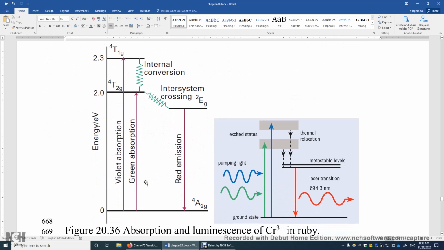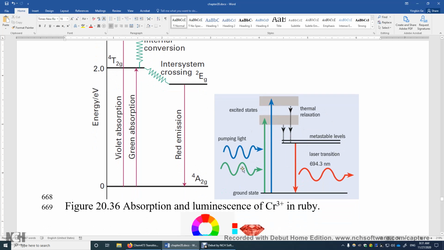In summary, ruby absorbs violet light and green light. That makes it red already. On top of that, ruby emits red light, so that makes ruby even more red and shining. Over here, this is essentially the same energy diagram. Ruby absorbs green light and violet light, and then undergoes thermal relaxation. From here to here, energy is lost in the form of heat.